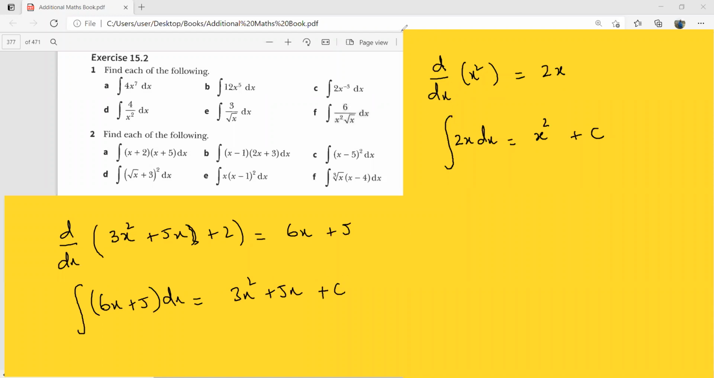Now, let me introduce you guys to the first rule of integration: if you are going to integrate x raised to power n, this becomes x raised to power n plus 1 over n plus 1, plus c. That is the very first rule. This is against the first rule of differentiation, where you have learned that if you differentiate x raised to power n, you get n x raised to power n minus 1.